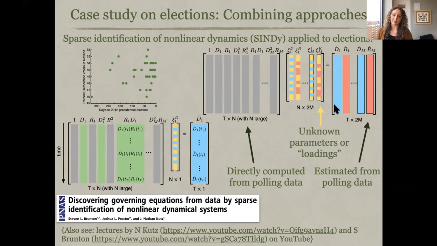And so you can set this up as a linear regression problem where you let the data determine what terms you should have in your equation, and then what you're really after is these parameters, where you're hoping that many of these parameters are 0 in this setting. And these parameters are often called loadings in this community.